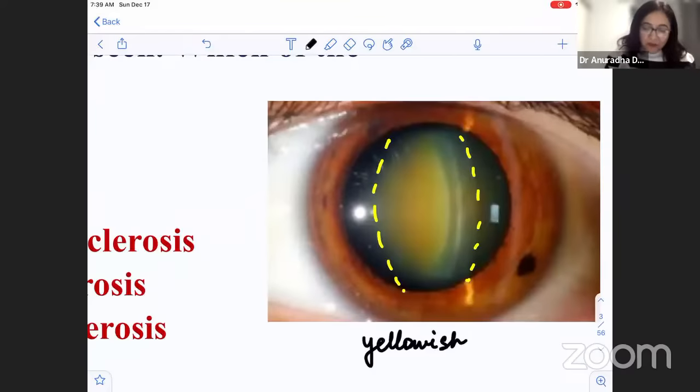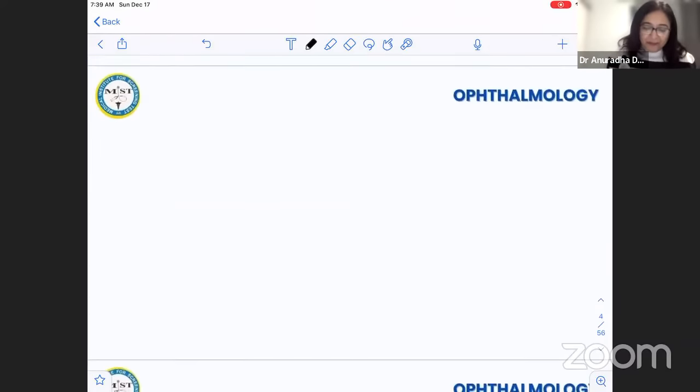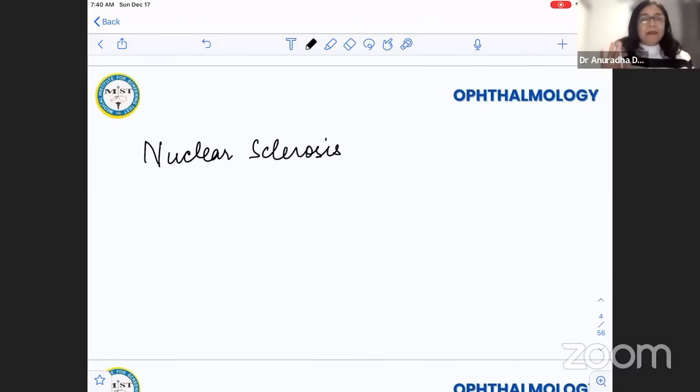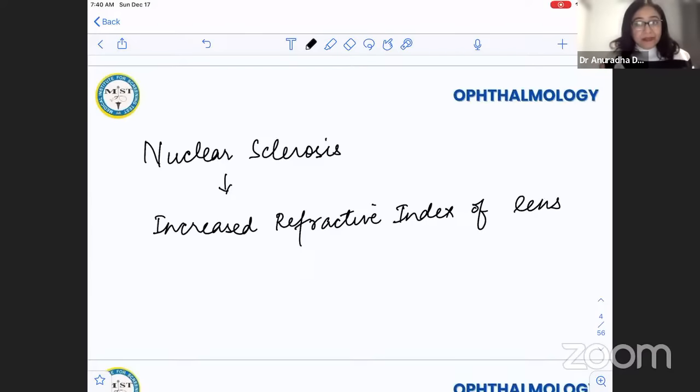Okay, right? So what is the diagnosis? What you have got from the image is nuclear sclerosis. Okay beta, all of you are clear that the slit lamp image was of nuclear sclerosis, which is a type of cataract. What happens in this type of cataract? There is increased refractive index of the lens due to change in the lens proteins. The normal crystalline proteins become crystalloid.